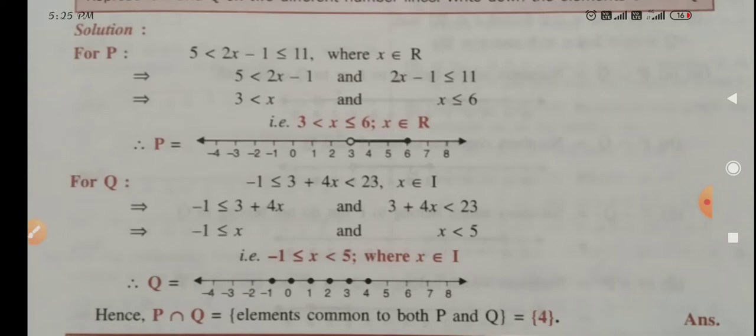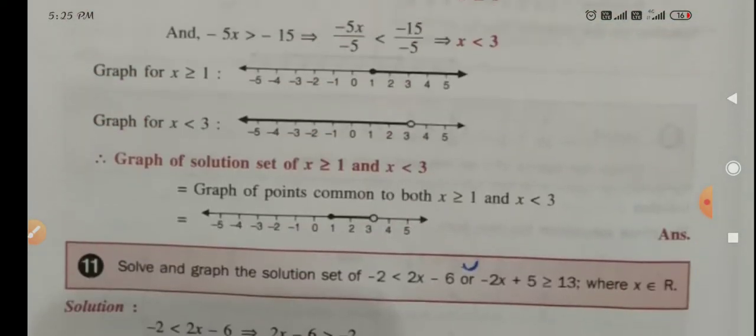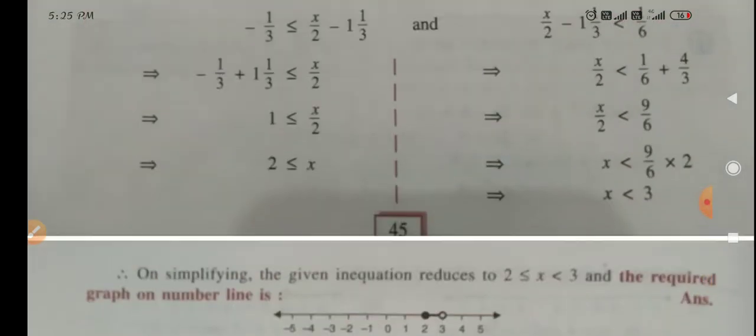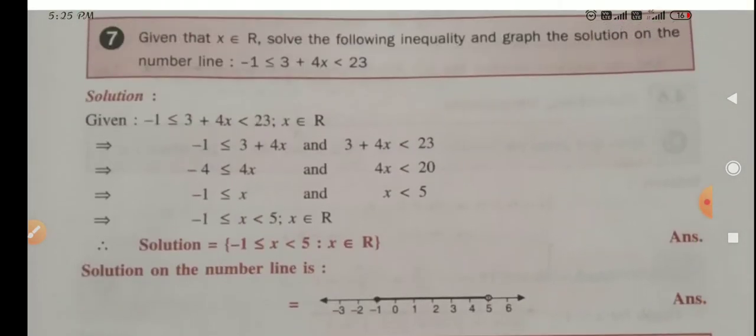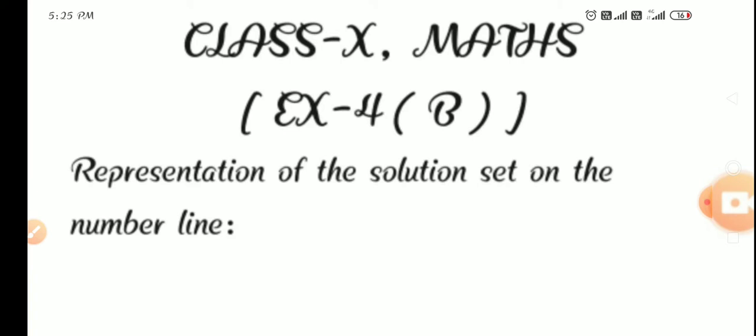So with the help of these examples, students, you can do all the questions of exercise 4B. I hope you have understood all the examples. If you have any doubt, you can ask in the comments. Through comments I will clear your doubts, and you solve the questions of exercise 4B.